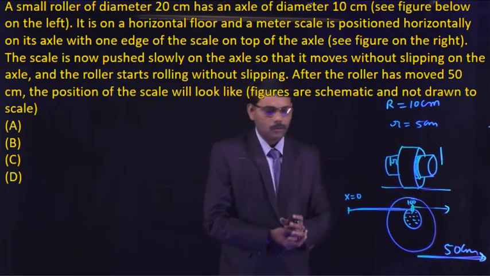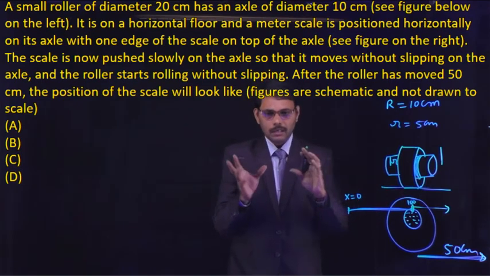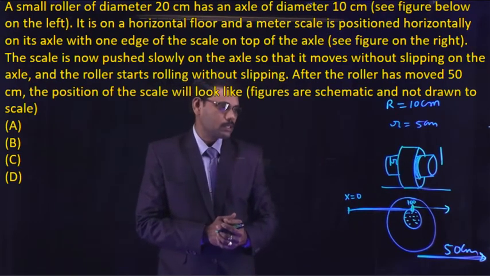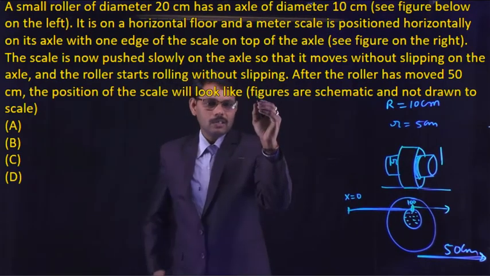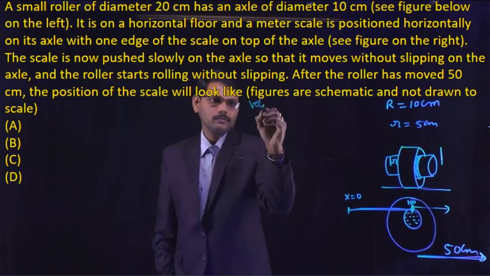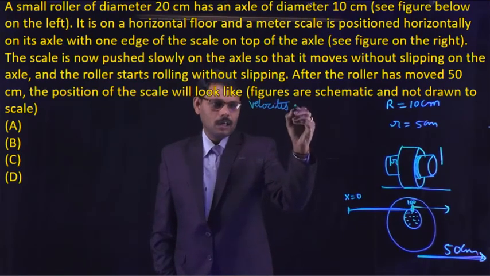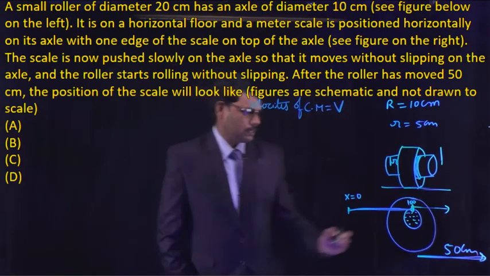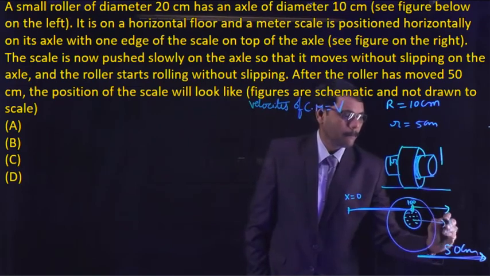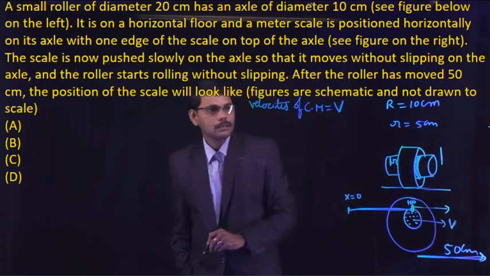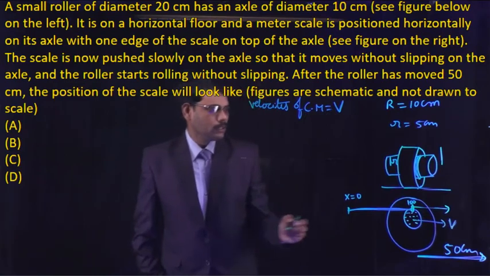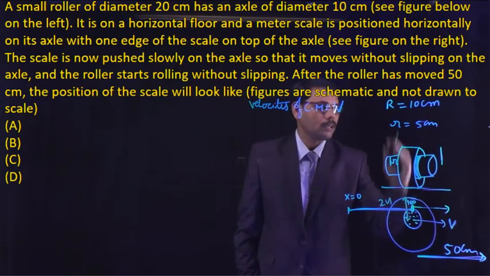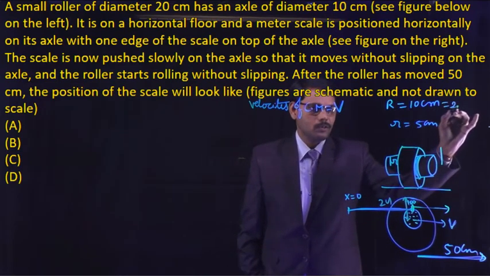We get the answer now. Which answer is correct? Which of the diagrams is correct? We have to draw the correct diagram for it. Let us assume the velocity of the center of mass of the roller and axle is v. Let this be moving with velocity v while it is rolling. The radius of the roller is equal to 2r, as I explained there. So capital R is equivalent to 2r.